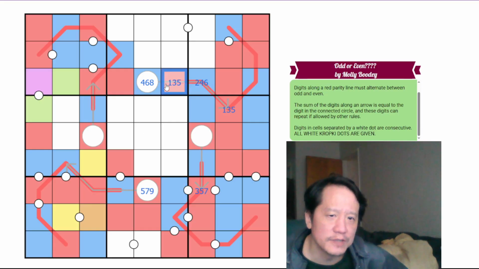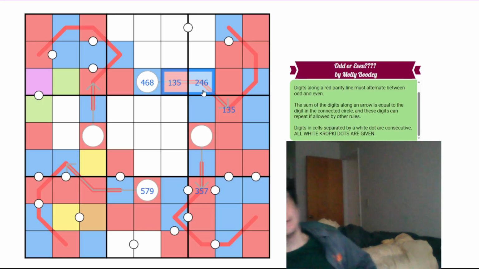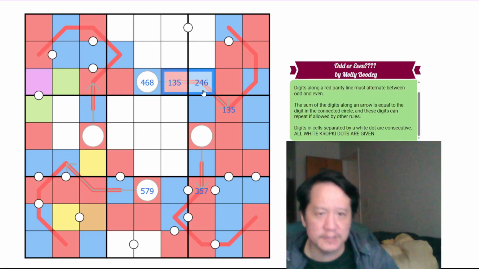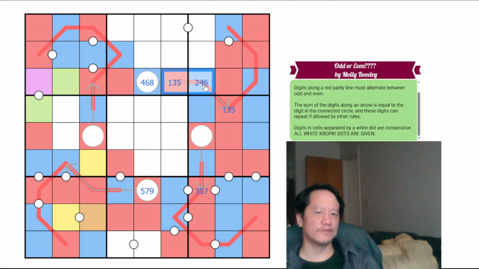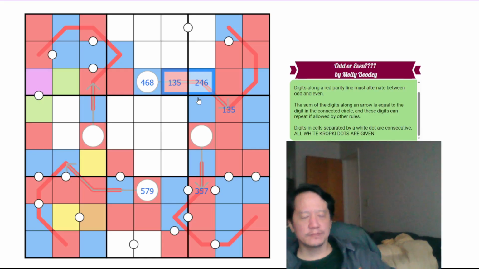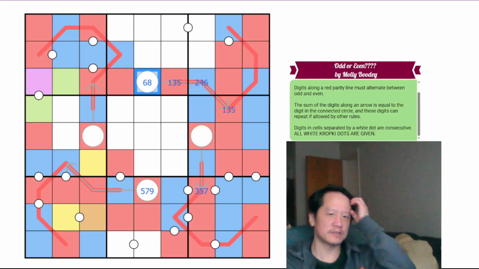Okay, so these are not consecutive. So that means it must be at least... It cannot be 1 and 2. It could be 1 and 4, or it cannot be 2 and 3. So it could be 2 and 5. It's 1 and 4, or 2 and 5, or 1 and 6 here. So it's at least 5 here, which makes this not 4. This has to be at least 6 or 8.